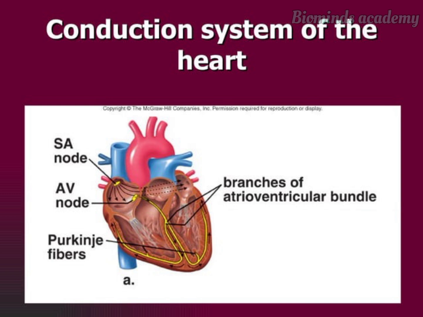The number of heartbeats per minute is known as the heart rate. A typical resting heart rate for adults ranges from 60 to 100 beats per minute. The heart rate can be influenced by factors such as physical activity, emotions, medications, and overall health.